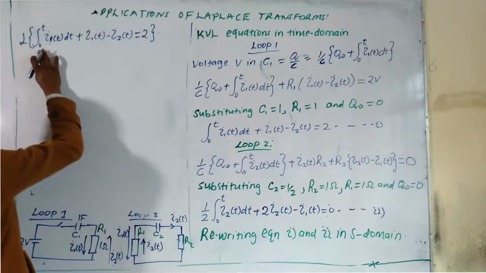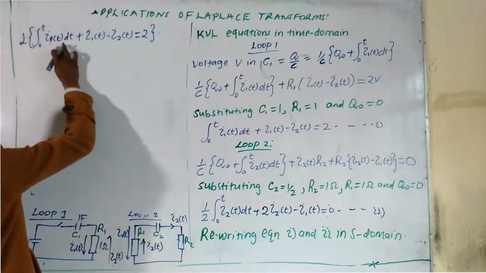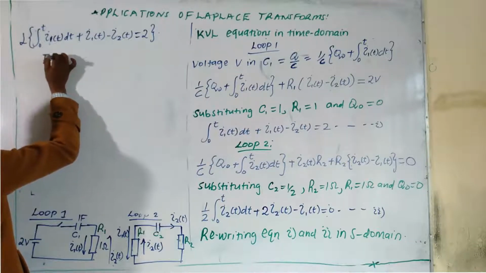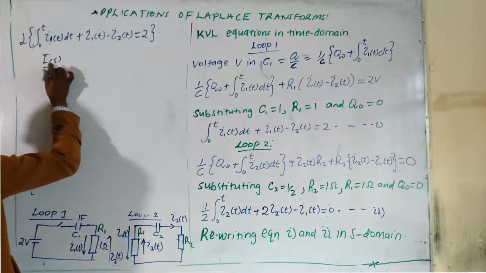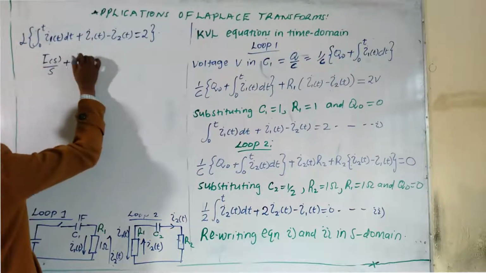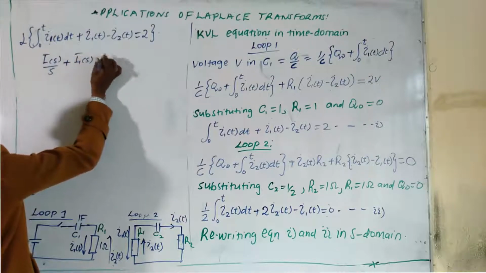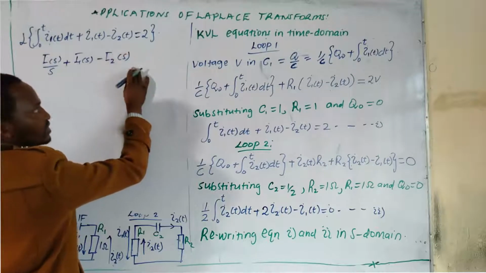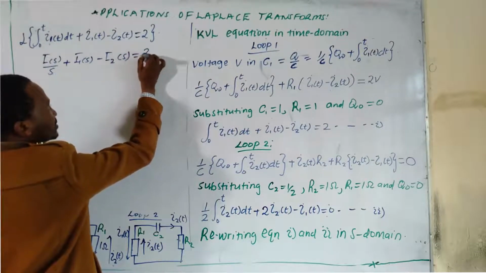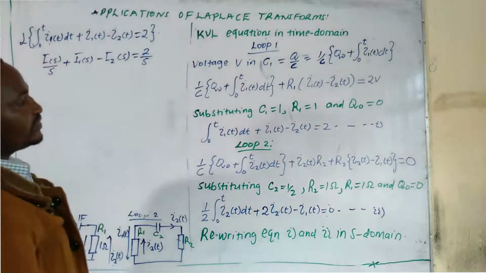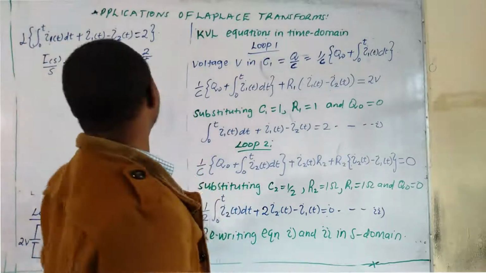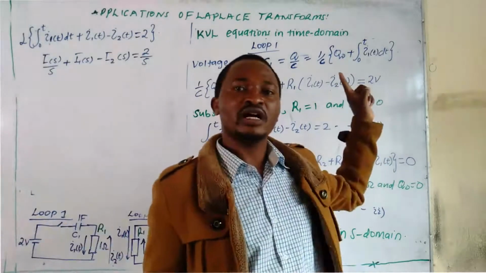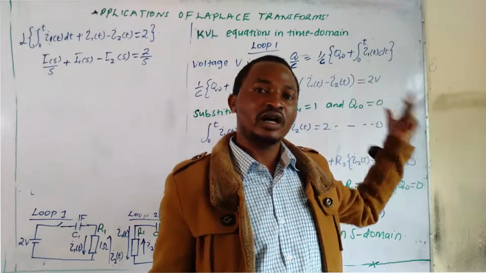Laplace transform of integral from 0 to t of I1 of t with respect to t, that one we said in the previous video. It is I1 of s over s, plus this is I1 of s, minus I2 of s is equal to 2 over s. If you have not watched the video on how to find the Laplace transform of integral, find it on the link shown here, our first video on application of Laplace transforms.